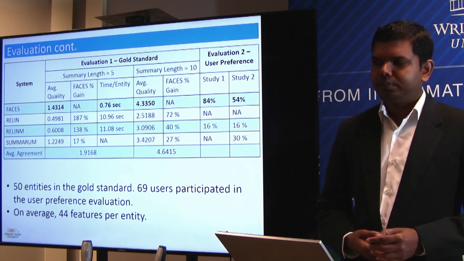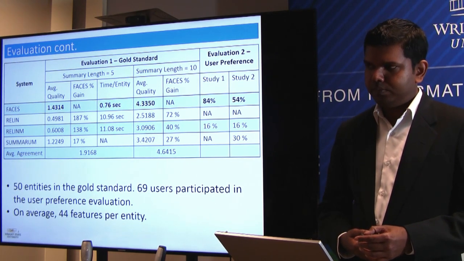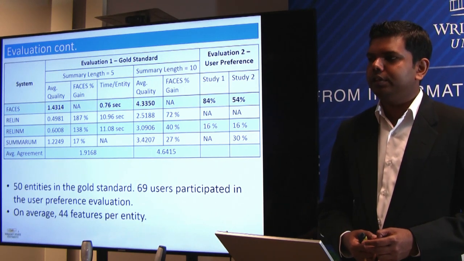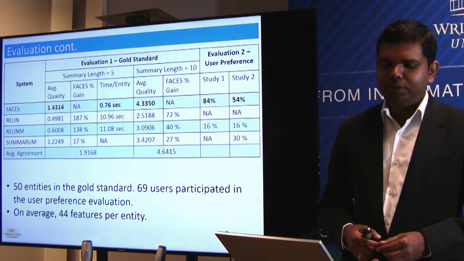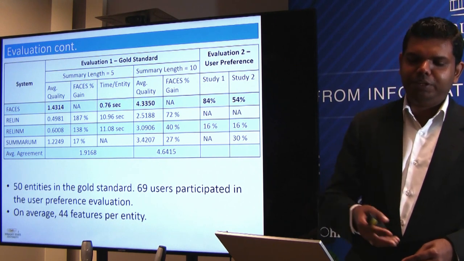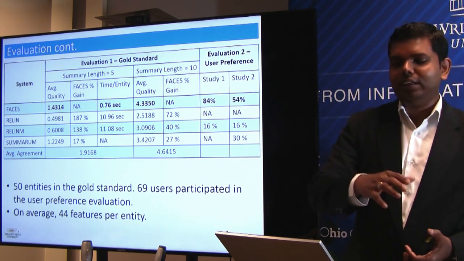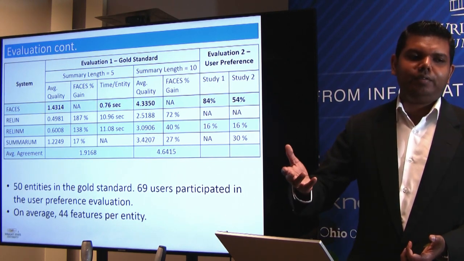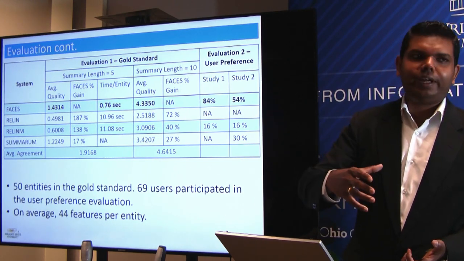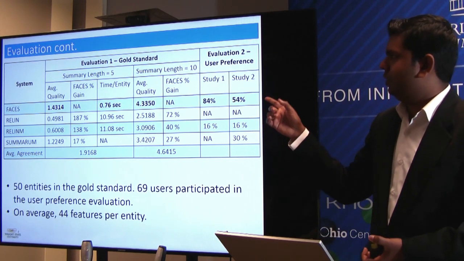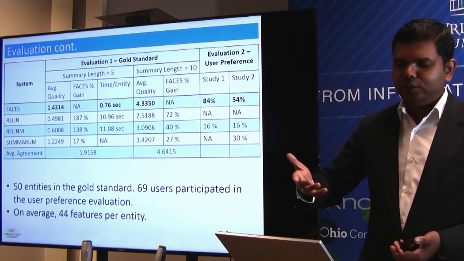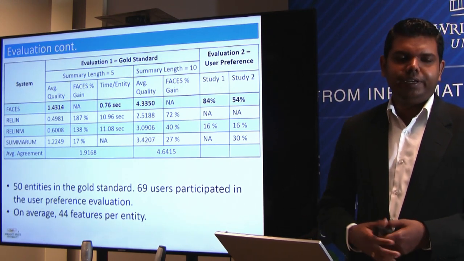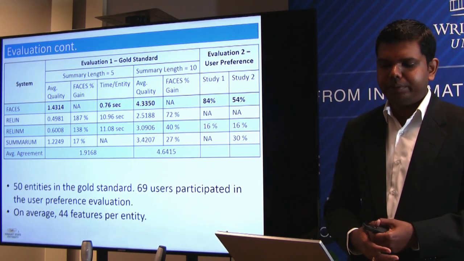The answer to Hamid's question is that we did not tell them anything about grouping. Grouping is our way of getting to diversity in the summary. We didn't even tell them which system generates which summary. Even in creating the entity summaries, they don't have that information because they are generating the gold standard. But for the second evaluation, user preference, we ask users how they like these three systems. It is a blinded evaluation. We didn't tell them which system generated which summary.